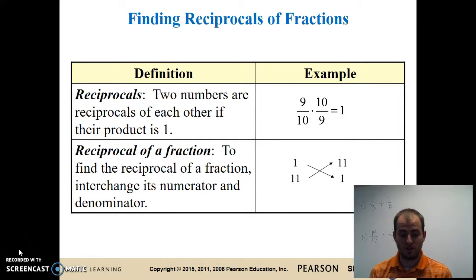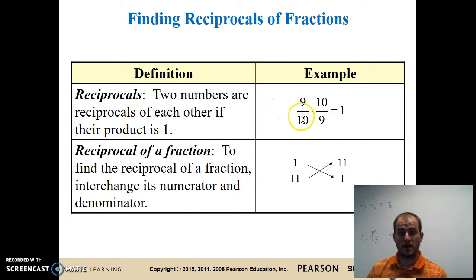Alright, this video continues section 4.3, and this one talks about how to divide fractions. Dividing fractions is one that students usually don't remember as well as multiplying and adding and subtracting fractions. So before we start dividing fractions, the first thing we need to do is review what a reciprocal is. Reciprocals are two numbers in which their product is 1.